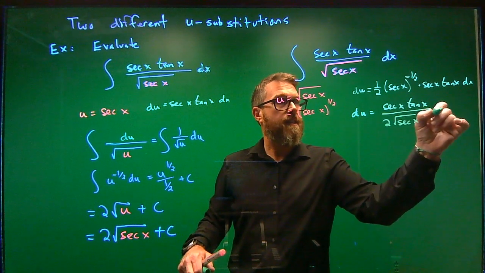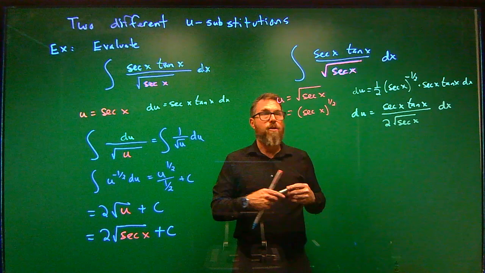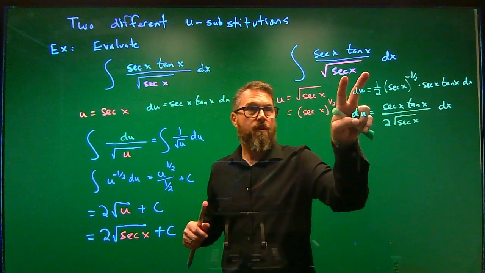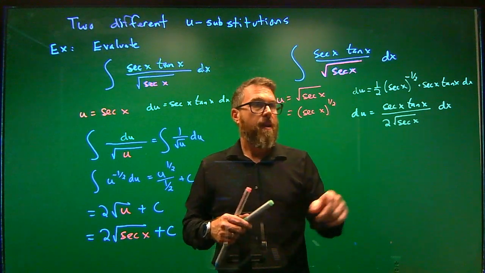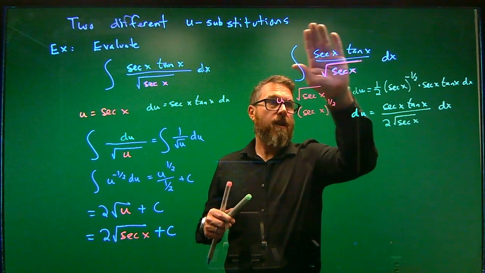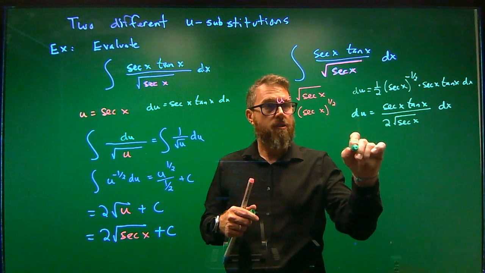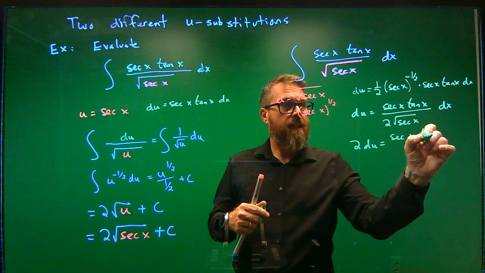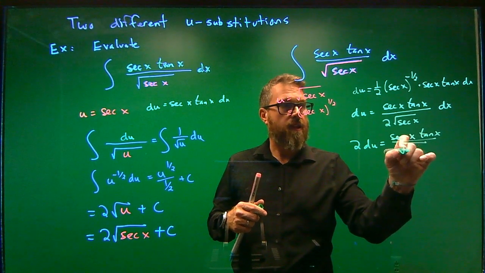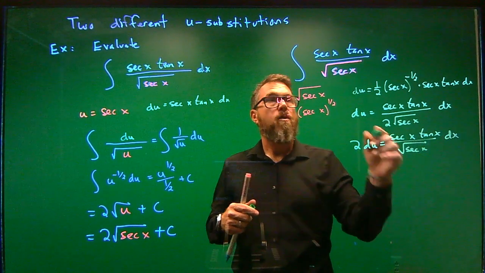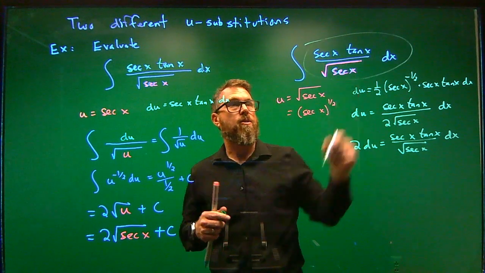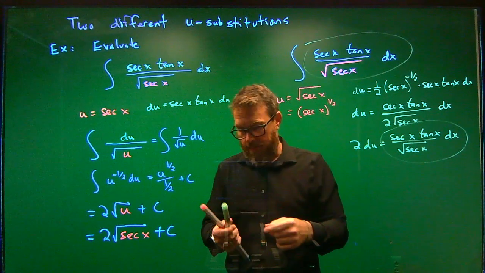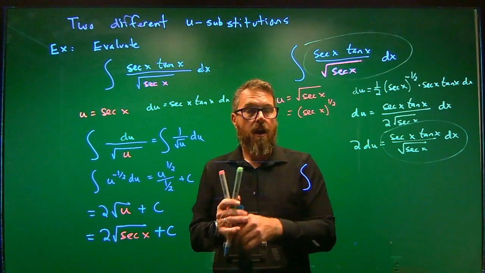And what we notice in our new expression is, boy, this looks a heck of a lot like our original piece here. So I don't really need the 2. My entire integrand is this thing without the 2, so I can say 2 du is equal to the secant of x tangent of x all over the square root of the secant of x dx, which really again is this entire expression right here is equal to this. So what I can say is that this thing becomes the integral of just 2 du.